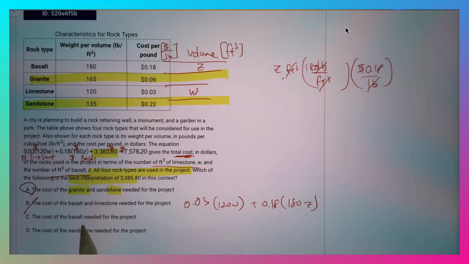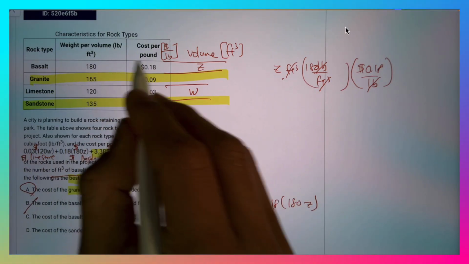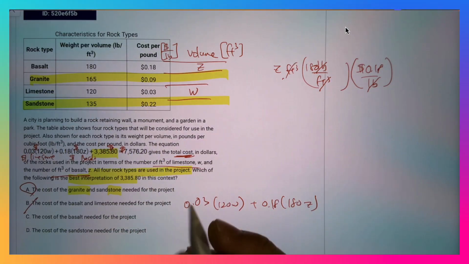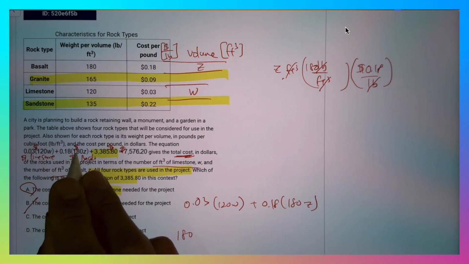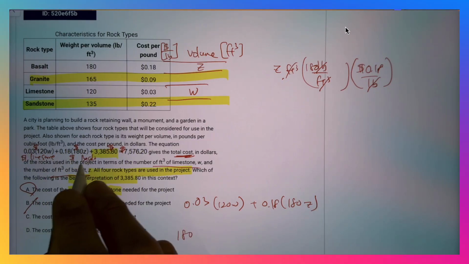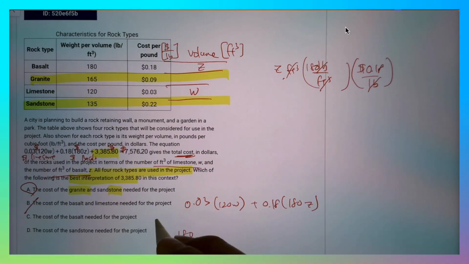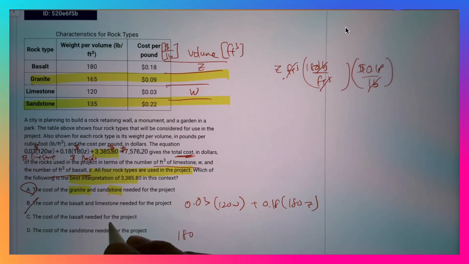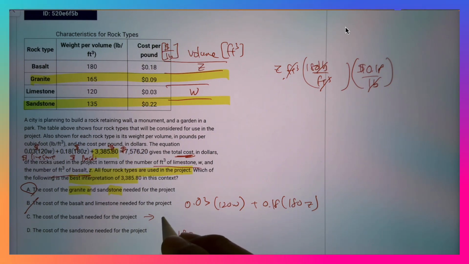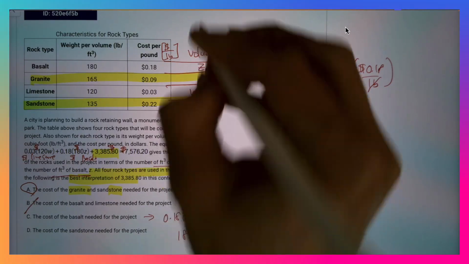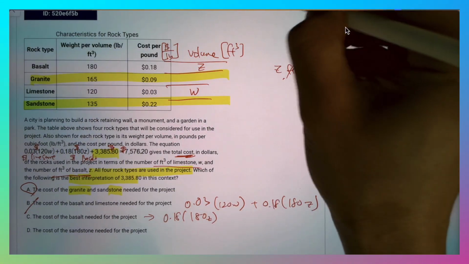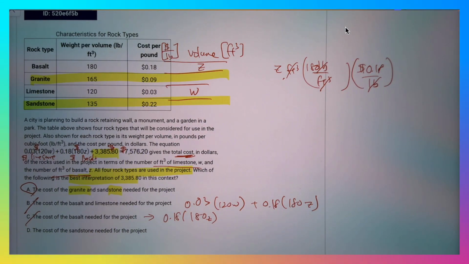C, the cost of the basalt needed for the project. If that's the case, we just need to multiply this top row. So 0.18 times 180Z, we already mentioned that that's the total cost for basalt. The answer to choice C would have been 0.18 times 180Z. So that has nothing to do with the 33.85 80 cents. So we can eliminate choice C.